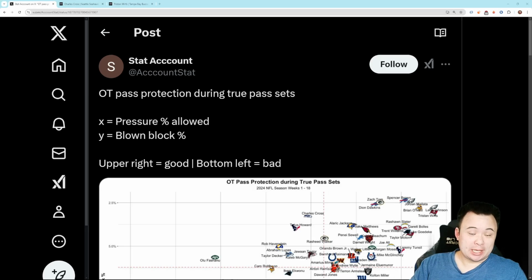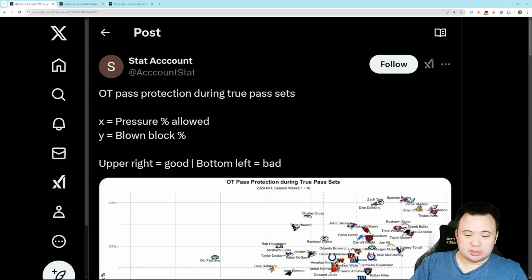And Stat Account is at it again. Stat Account is posting more charts, putting up more data, and making me think about things. So we're going to go ahead and take a look at one of his latest chart drops that he posted. I think this was yesterday, concerning offensive tackle play in the NFL during the 2024 season.